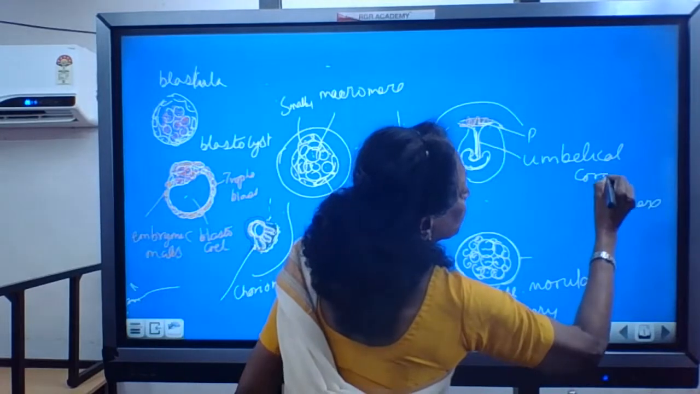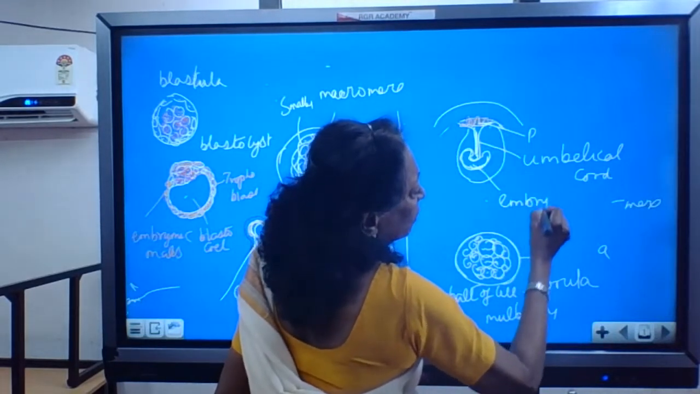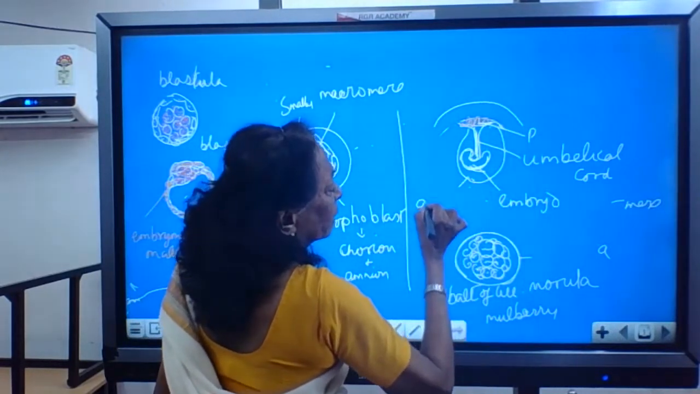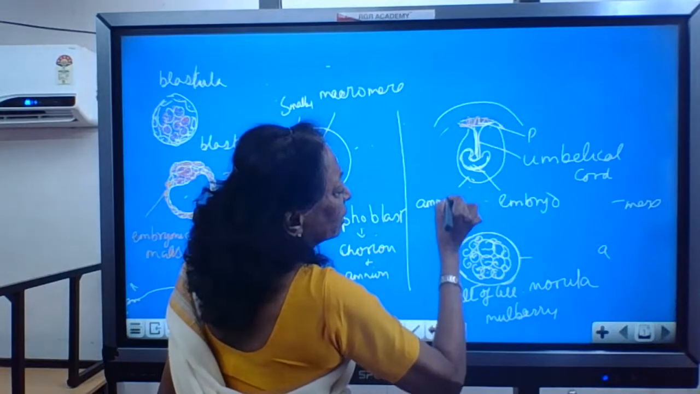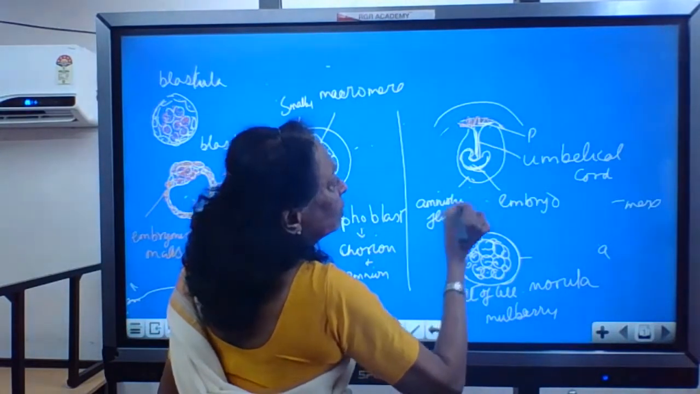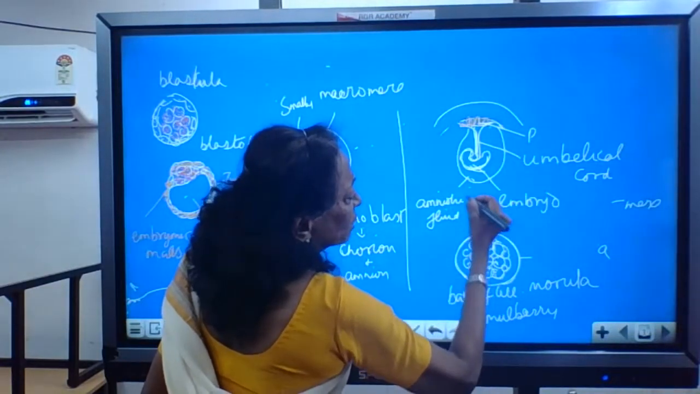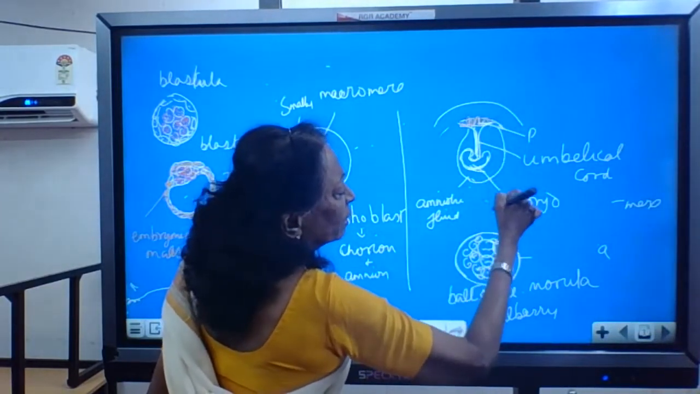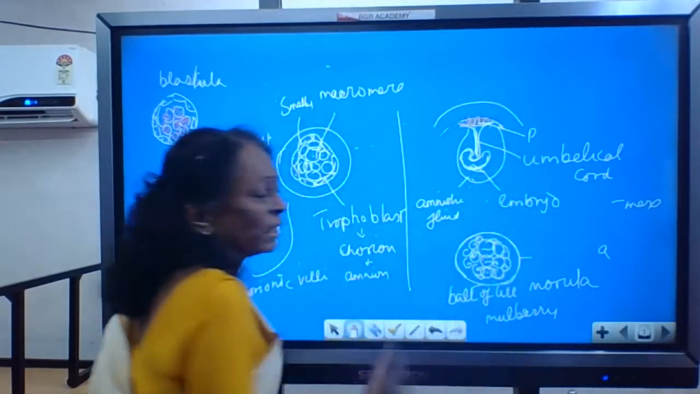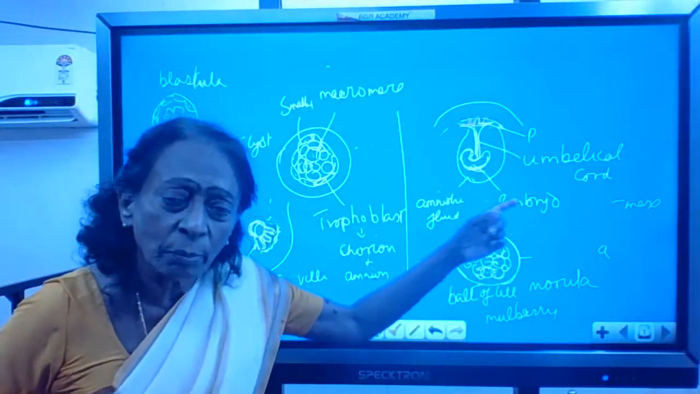Now this is the embryo. This is the amniotic fluid, the amniotic cavity. Now take out the uterus: this is the whole of the uterus, and the lower part is the cervical canal. As the embryo develops, see, this is a liquid, so the motion of the embryo is important.